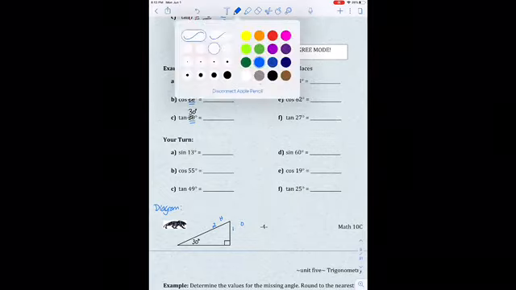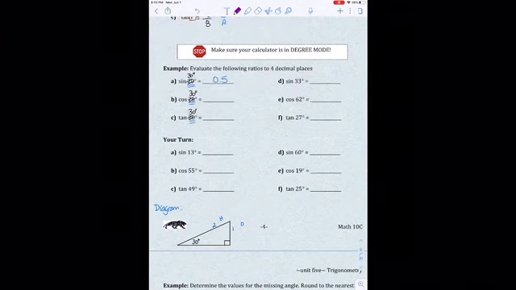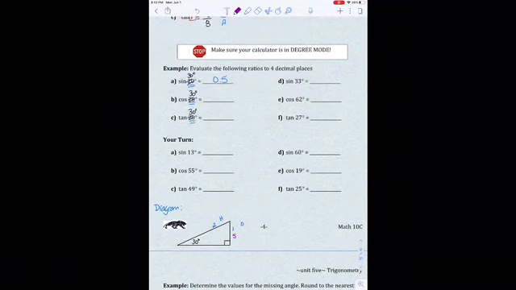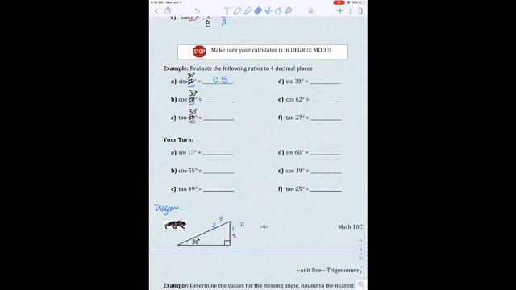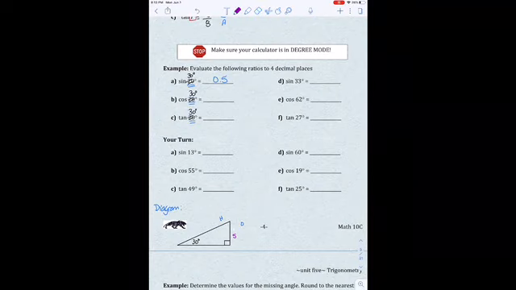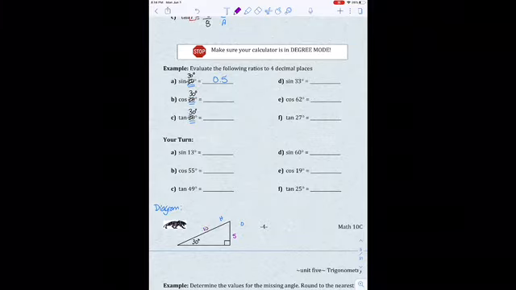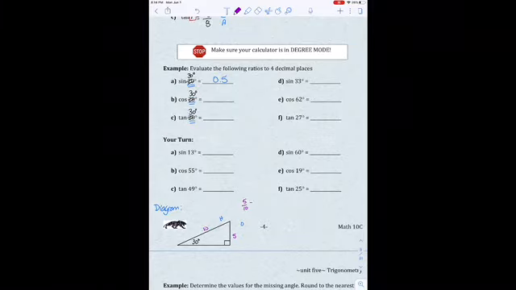Or in other words, let's just say that this length here were 5, okay? If my opposite side away from the 30 is 5, then the hypotenuse side would have to be 10, because that ratio of 5 over 10 has to equal 1/2. Okay? The hypotenuse is twice the distance of the opposite.